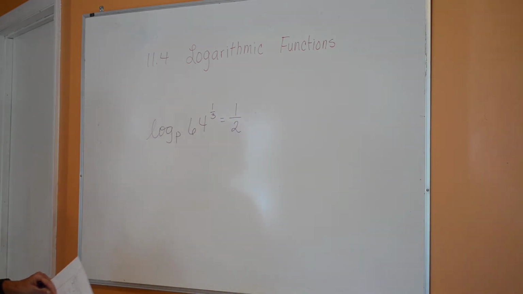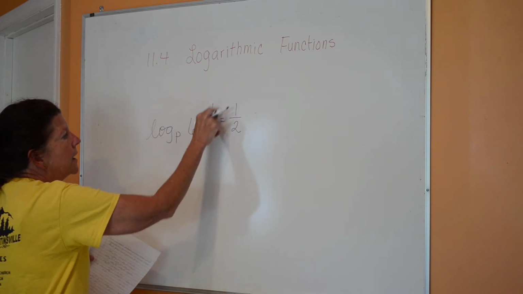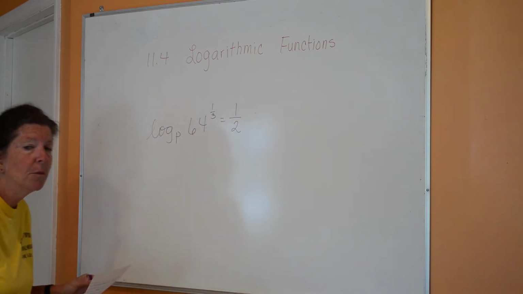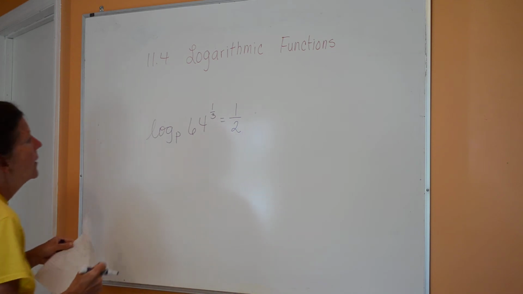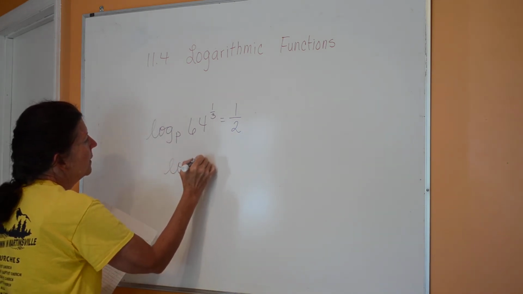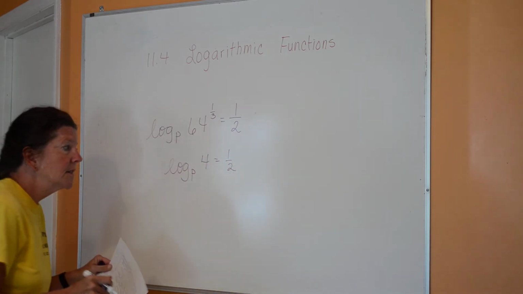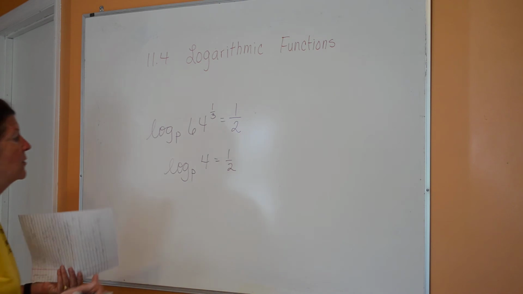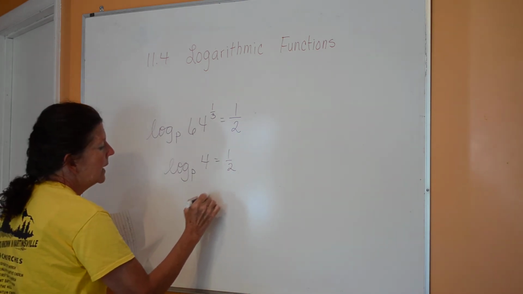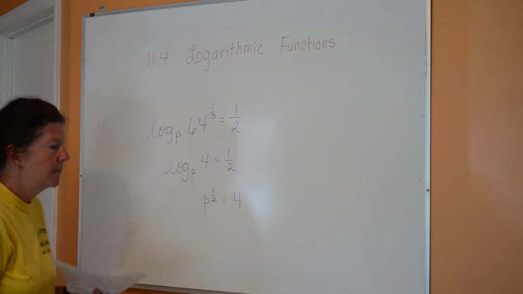All right, I can work this out. This I know is a power, so if I took the cube root of 64, that would give me 4. So this becomes the log of base p of 4 is equal to 1/2. Well, this is set up so that I can change it to exponential form to solve for it. p to the 1/2 power is equal to 4.